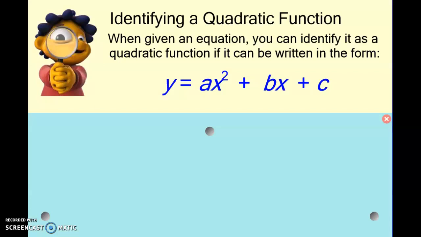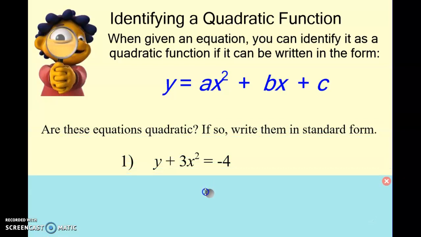So a quadratic function is an equation written in the form y equals ax squared plus bx plus c. You have a term that has a squared. That's what makes it quadratic.